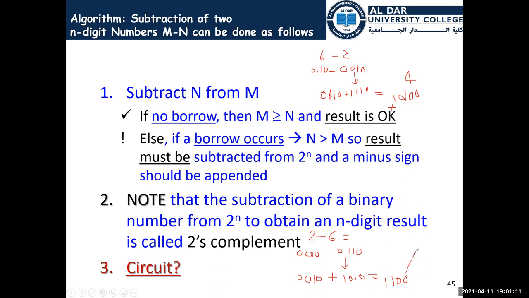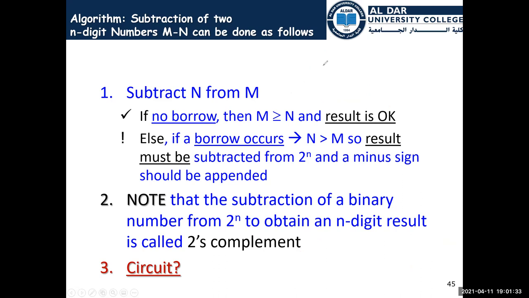So I have to take the complement again of this number. We take the complement as 0, 1 and toggle, 0. This means we have this as a negative number, which is negative 4. Okay, that's how to make the binary addition and subtraction using the carry.